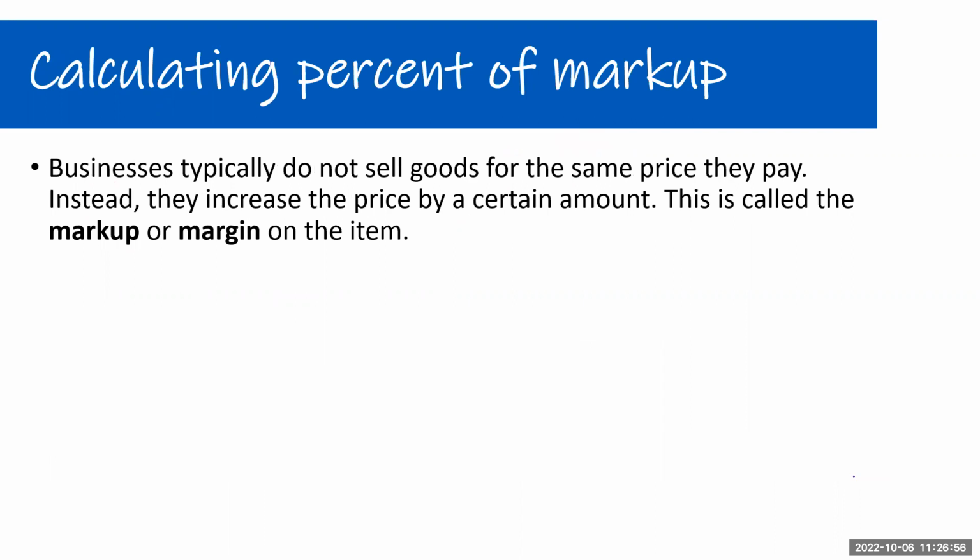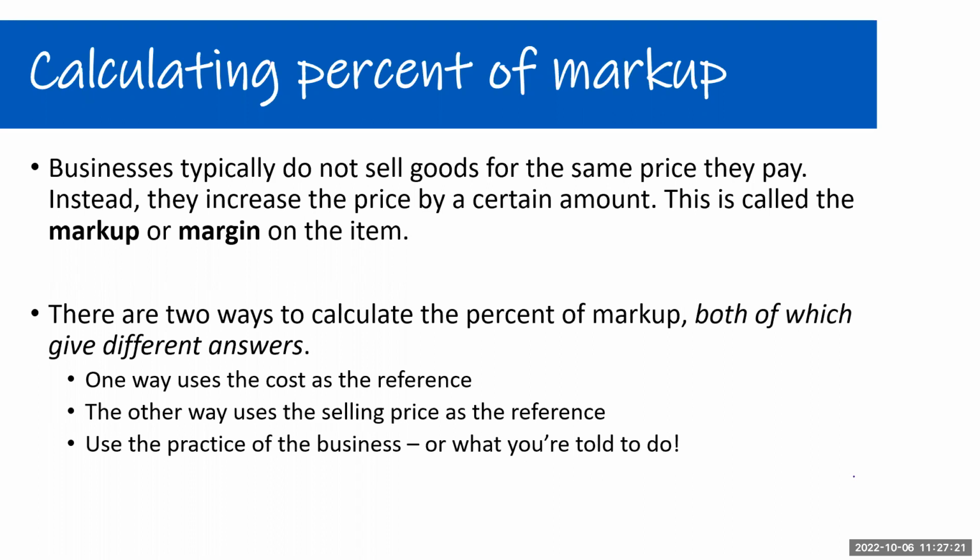Now, typically, from the business standpoint, we're going to be looking at it a little bit differently. Businesses make their money if they're selling items, right? They're going to mark them up. Typically, they're going to increase it by a set percent, and it's going to be called the markup or the margin on the item. Everybody's heard about the term profit margin, and that's really what we're getting at here. And there are two ways that we can calculate the markup. They are going to give you different answers. So be careful here, okay?